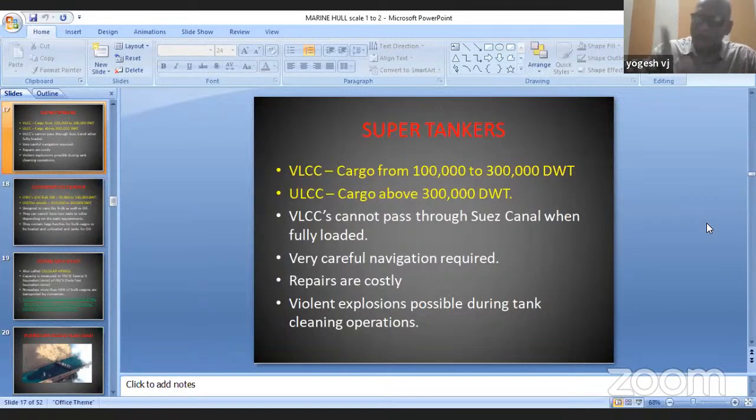If careful navigation is not done, what happens is Evergreen. That happened a few years back. Repairs are costly, again because of the live nature of the cargo. Violent explosions are possible during tank cleaning operations, as I told you earlier.